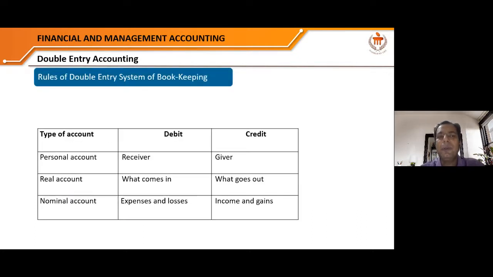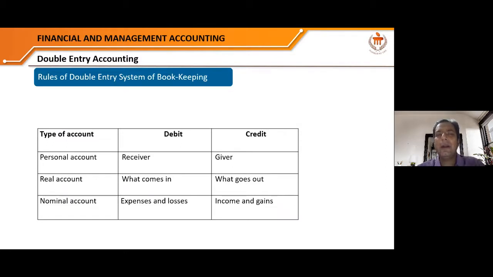Then we move to the rules of the double entry system of bookkeeping. So what are the rules? If we talk about rules, we have the types of accounts, that is personal. Again, as I've told you, all the accounts are divided into two categories. We call them debit and credit. We'll learn it when we go for the ledger posting, like what is debit and what is credit.